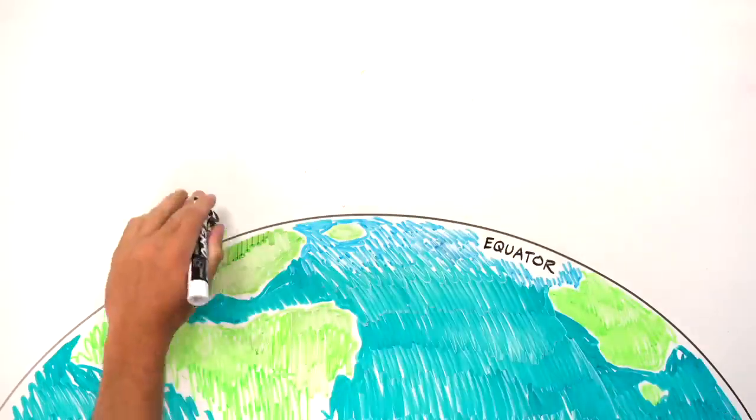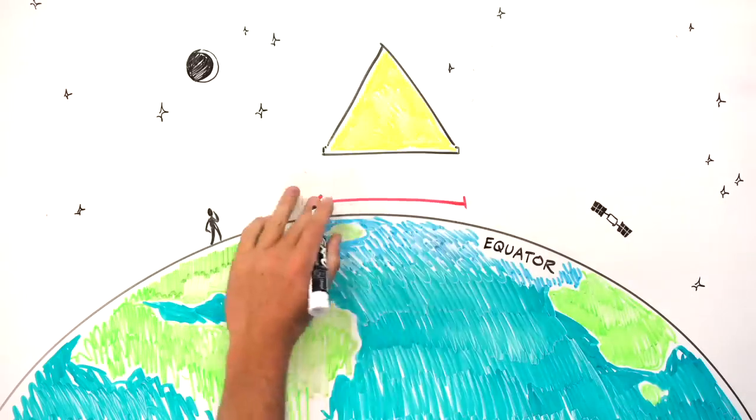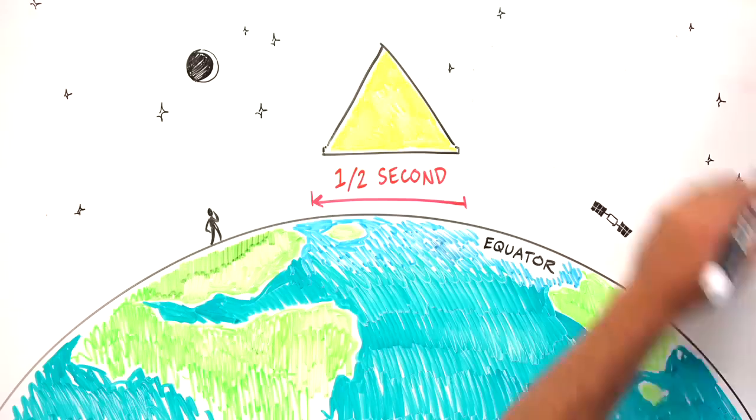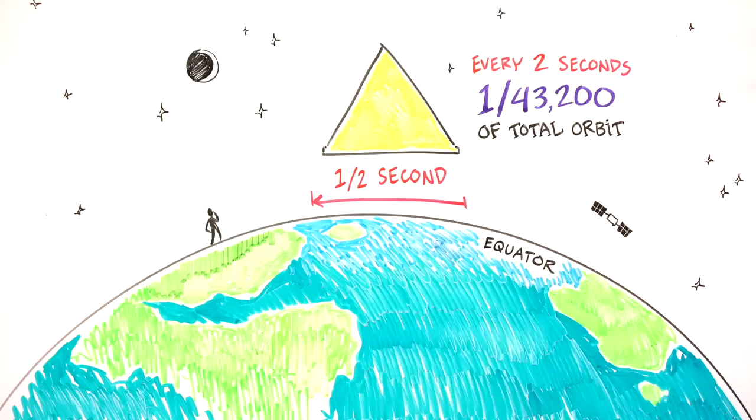And another way to think of it is if we go back to this diagram right here, you'll see that as the Earth turns, every half second, it's going to turn this far. So it means that every 2 seconds, if you're standing on the equator, the Earth has turned 1/43,200th part of its total orbit. So if you're standing on the equator, in 2 seconds precisely, the Earth has turned a distance exactly equal to the distance around the base of the Great Pyramid. Now you can dismiss that as being coincidence, but the numbers don't lie.